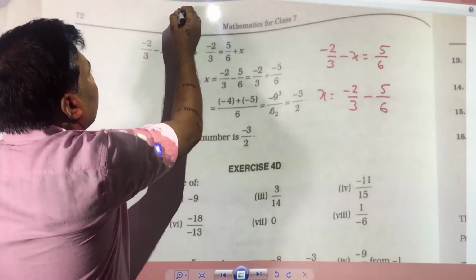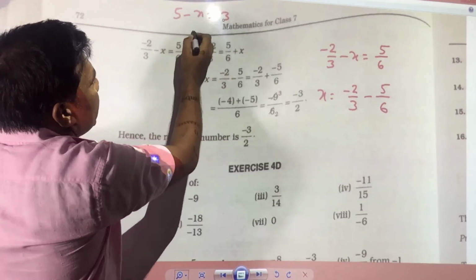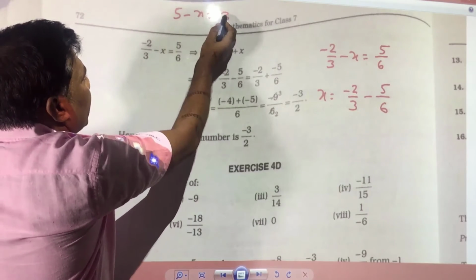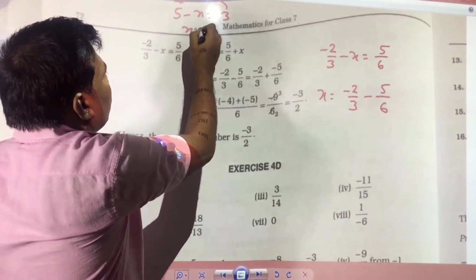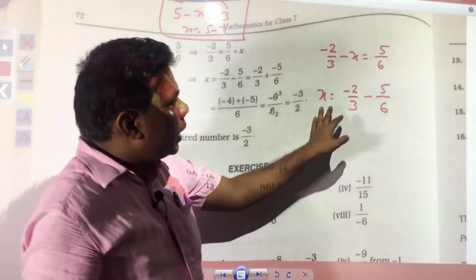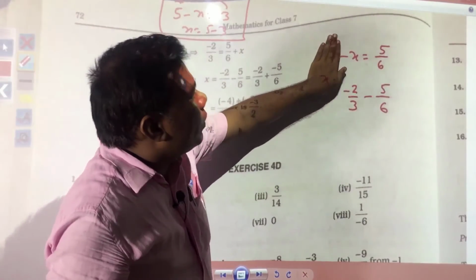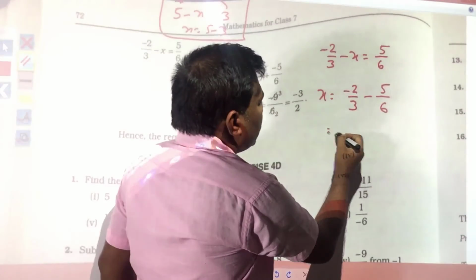Suppose you have 5 minus x is equal to 3. So, how will you get x? You will get x by subtracting 3 from 5, so x will be equal to 5 minus 3. The same thing is required to be done over here also. x will be minus 2 by 3 minus 5 by 6, and this is required to be solved.